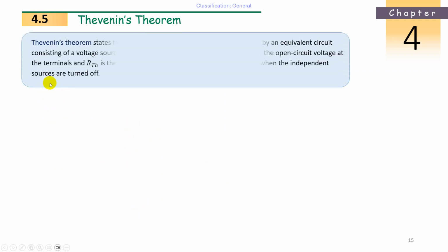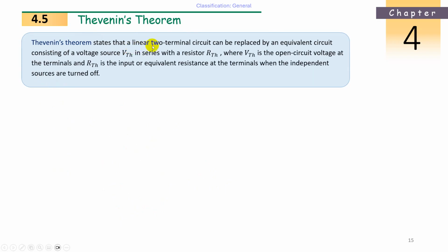So Thevenin's theorem. Thevenin's theorem states that a linear two-terminal circuit can be replaced by an equivalent circuit consisting of a voltage source V Thevenin in series with the R Thevenin. Like your source transformation technique, what we are doing? In source transformation, if we have a current source in parallel with a resistance, we are converting it into a voltage source in series with a resistance. Here also it is almost the same. We are converting the complete circuit into a Thevenin voltage source in series with a Thevenin resistance.